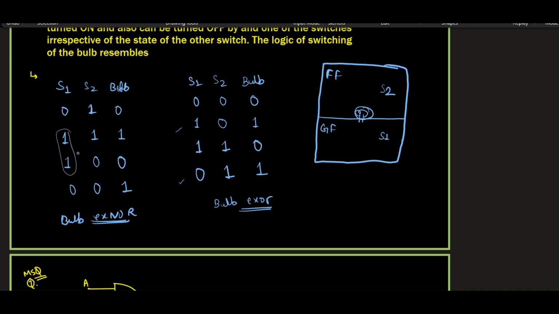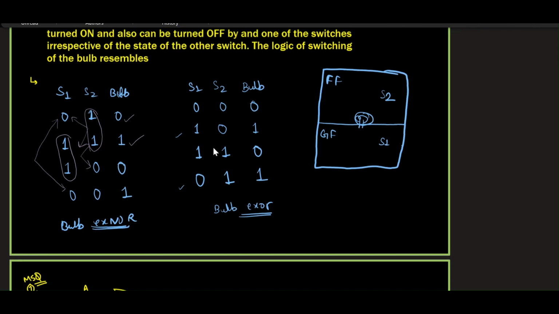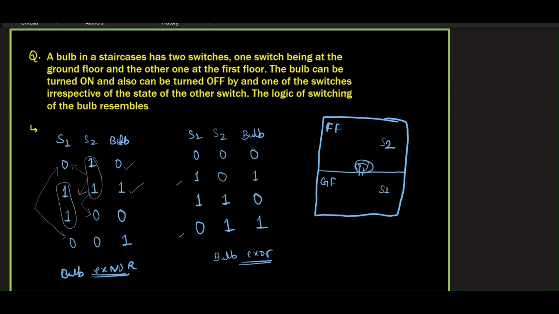This bulb can be turned on and turned off. See, S2 is acting to make the bulb on and off. And in this case, you can see S1 is used to turn the bulb on and off. So in this way, you can see both XOR and XNOR are the switching logic that is resembled by the bulb. So XOR and XNOR both are options. Both are correct actually.